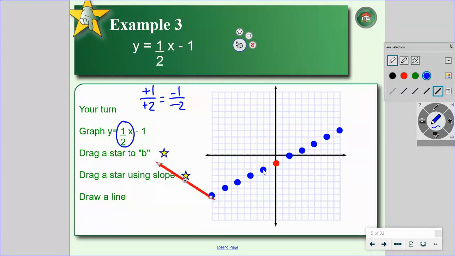So at this point, we take our line and we draw it through that graph. Oh, that's not going to work. That's going to be good enough for me. So now we have drawn the line that displays all the possible solutions for the equation y is equal to 1/2 x subtract 1.